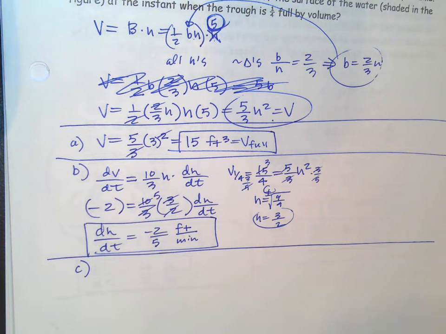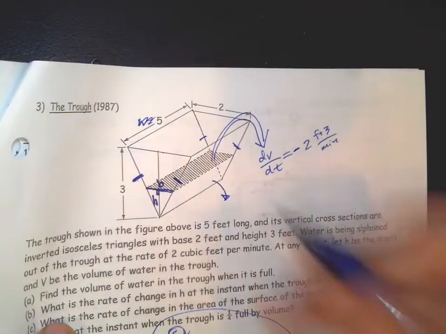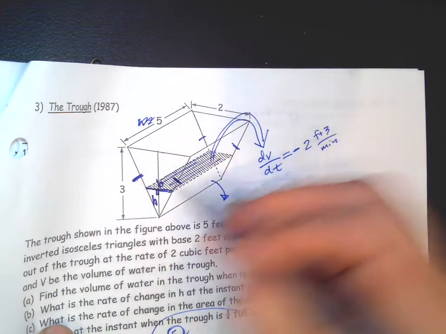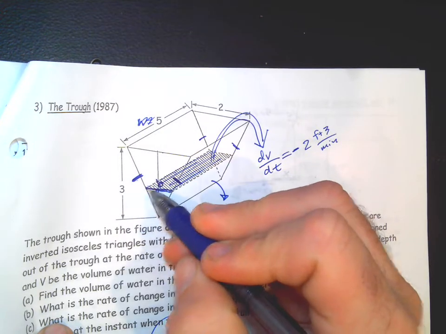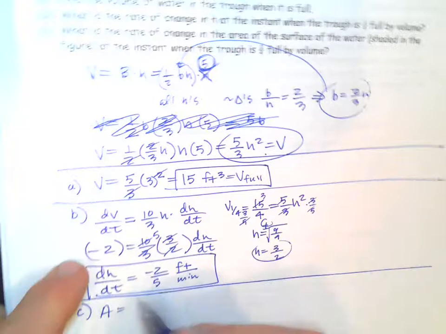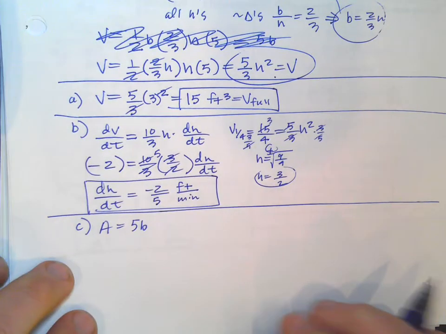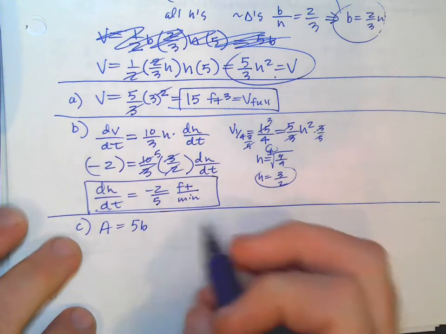C says, what is the rate of change of the area of the surface of the water shaded in the figure at the instance when the trough is quarter full by volume? So the rate of change of the area. The area we're talking about is this top area, which is a rectangle, right? And it's whatever the base is times the length, which is always 5. So it's 5b. But it might be good to get it in terms of h, since we know everything about h, so that might be a little more convenient.